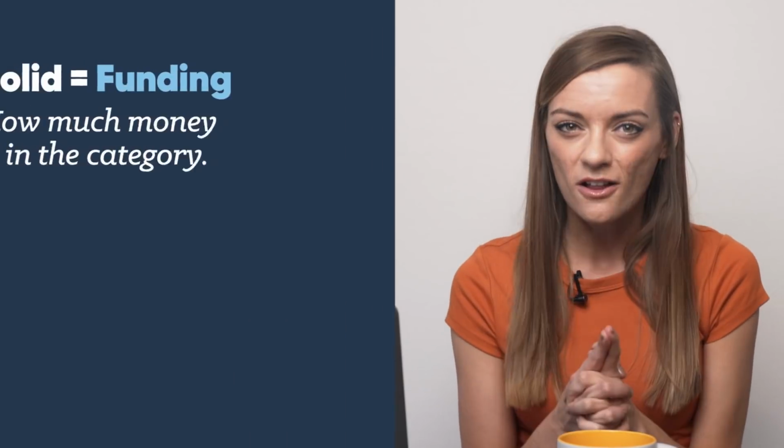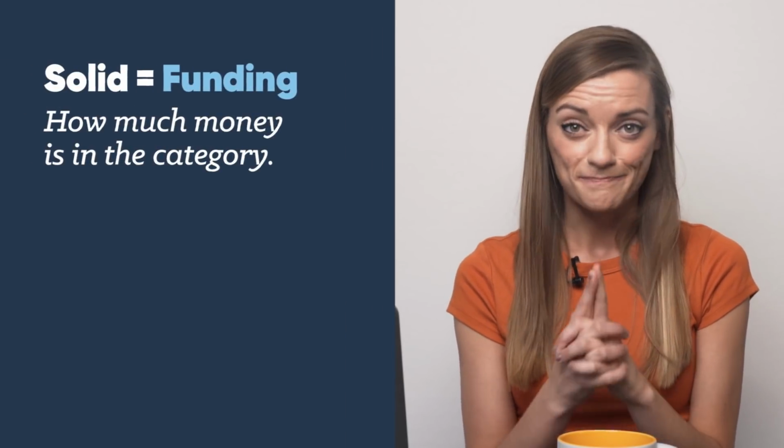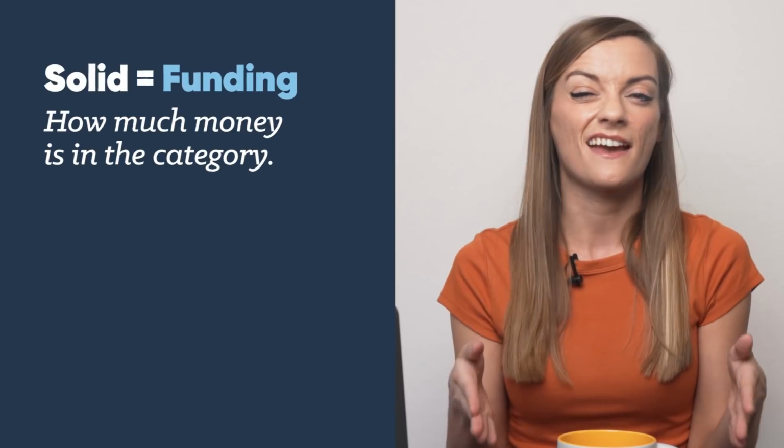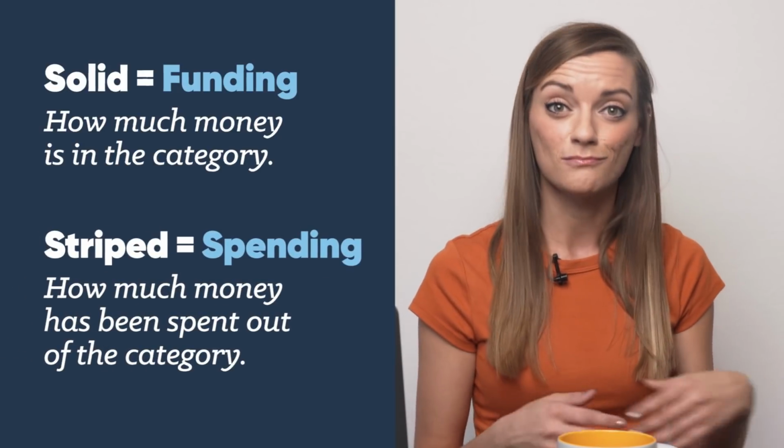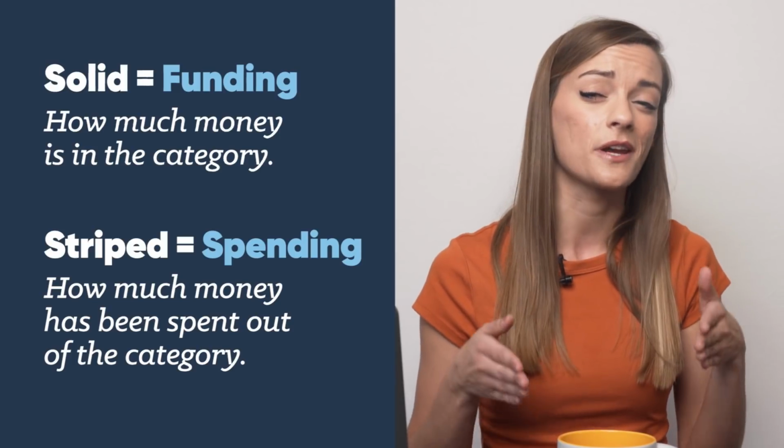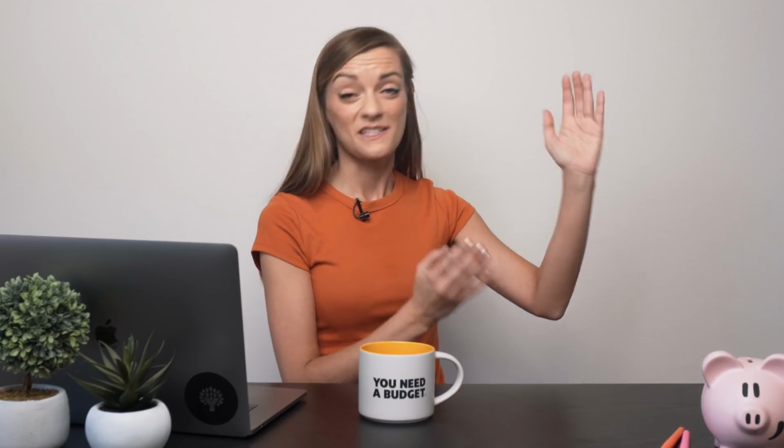When a color is solid, that represents funding, how much you've physically put into that category. When a color is striped, that represents spending, what you've spent from this category so far. So, I repeat, solid, funding, striped, spending.